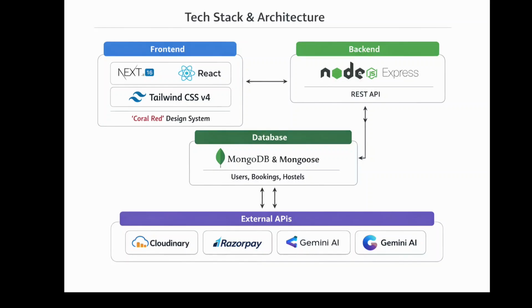Then the external APIs we are using. The project relies on Cloudinary for image delivery, Razorpay for handling monthly lease payments securely, and the Gemini API to power our AI recommendation brain. So these are the tech stack we are using right now in our project.